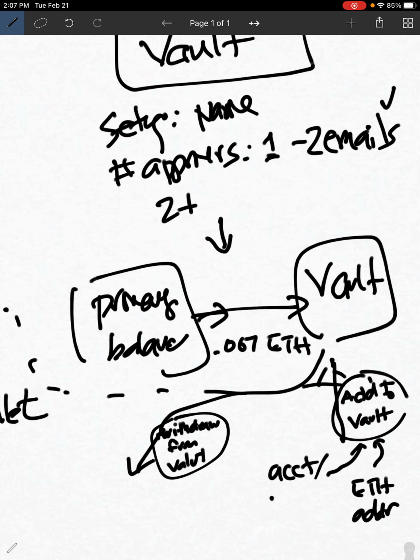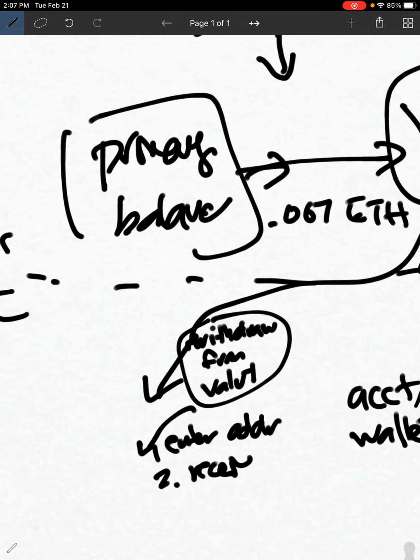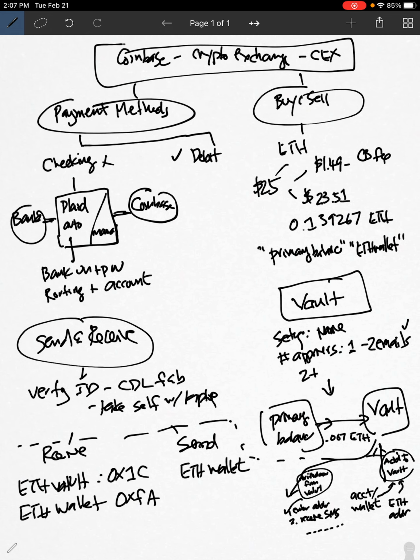This is where the terminology gets a little confusing. And then if you're withdrawing from the vault, this is interesting, you enter the address. And then 2, you'll receive an SMS to enter a 7-digit code to verify that you do want to send this.